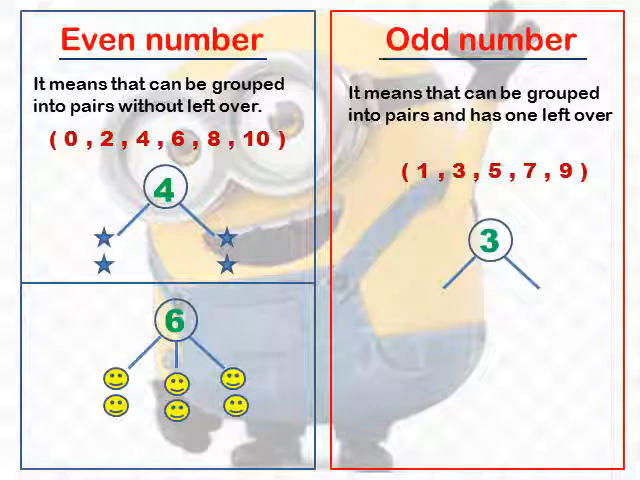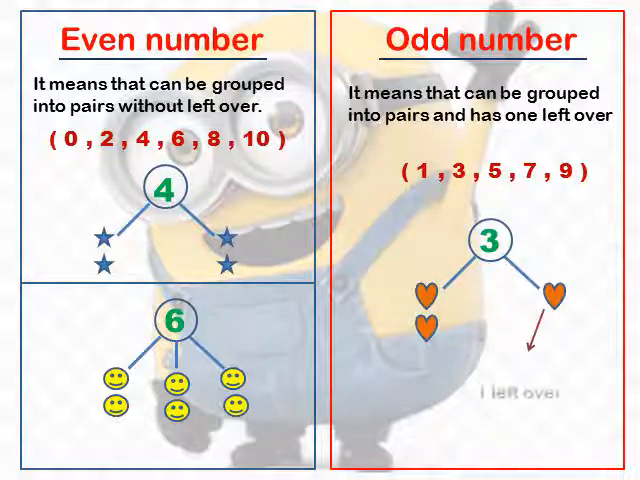Let's choose one number from them. If I choose number 3, can I put it into pairs? Yes, 3, I can put 2. This is one pair. And I'm going to have one left over. So once I have one left over, that means it's an odd number. Okay?